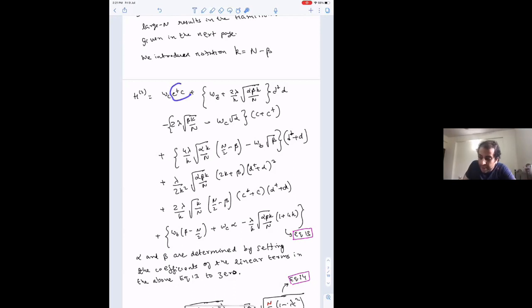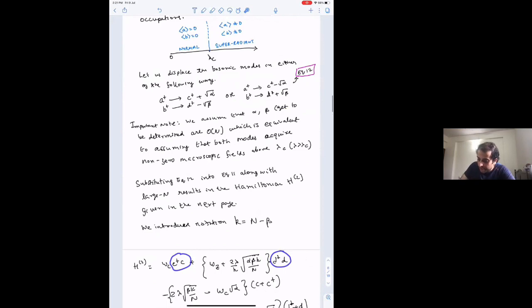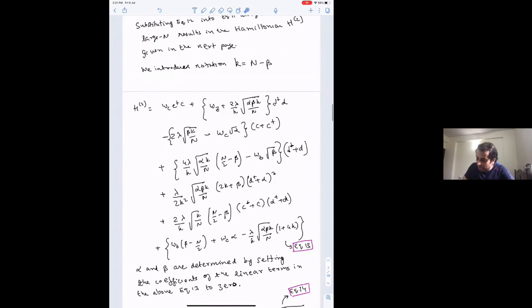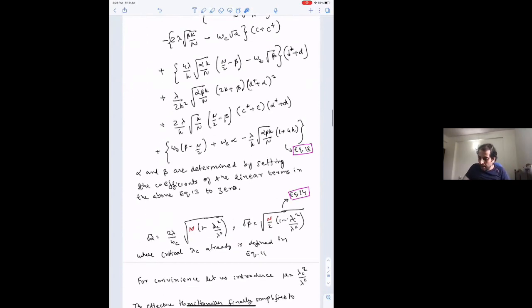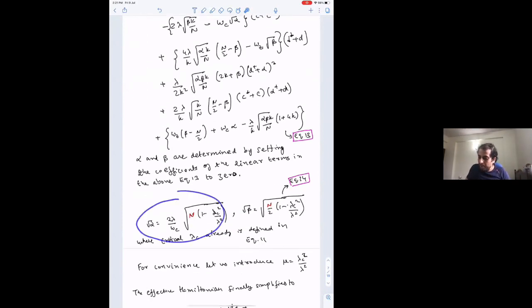So let us see what we have. We have C dagger C, we have D dagger D. Let us remember what C is. C is the fluctuation of the light, and D is the fluctuation of the spin, the bosonized spin. Then you have some C plus C dagger, D plus D dagger, and so on. But if you impose that the linear terms in the above things should go to zero, then you will automatically get a value of alpha and beta.